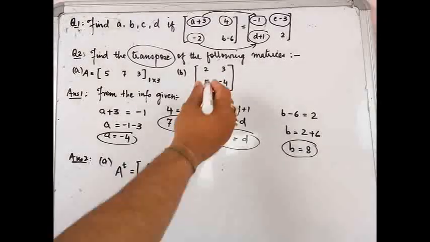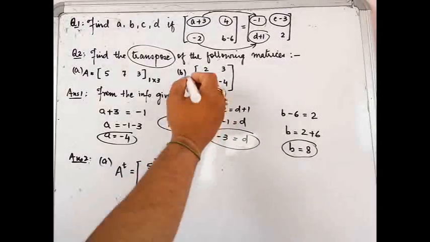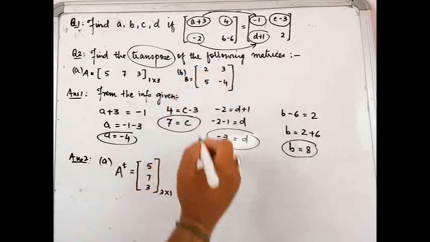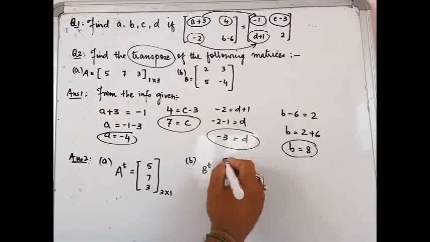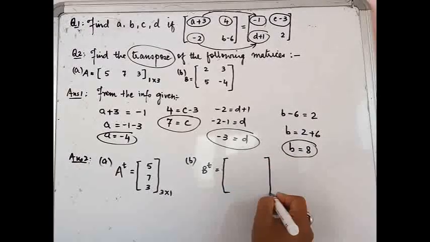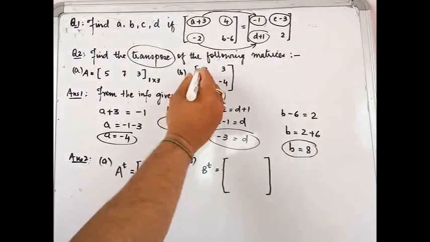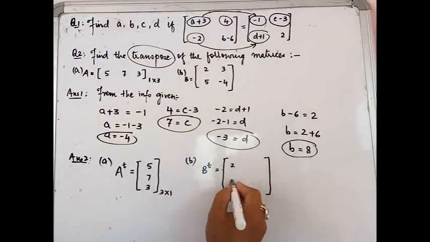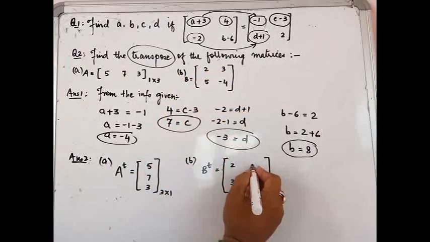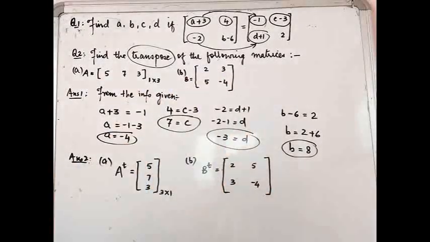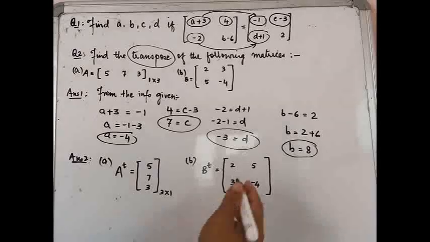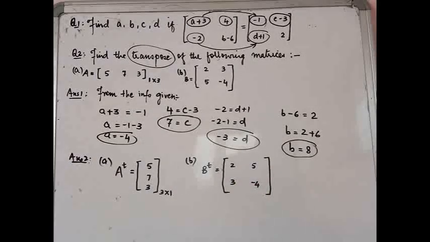Similarly, now let's start with the B part. We will suppose this is matrix B. The transpose of matrix B will be written like this, and once again you just have to interchange the rows. The first row is 2, 3, so that becomes the first column. Similarly, 5, minus 4 was the second row, it becomes the second column. That is what you have to do in terms of the transpose.